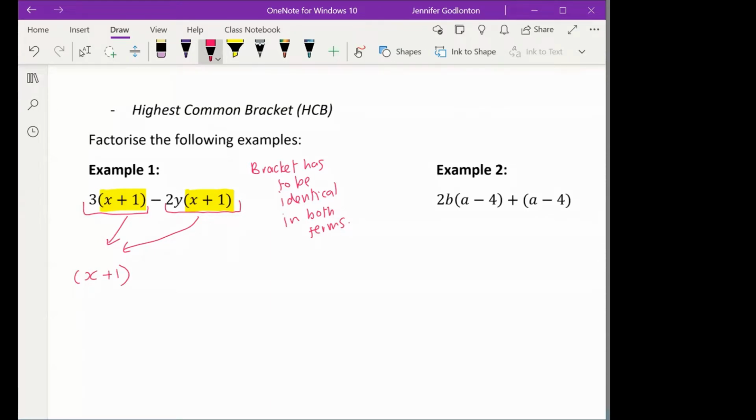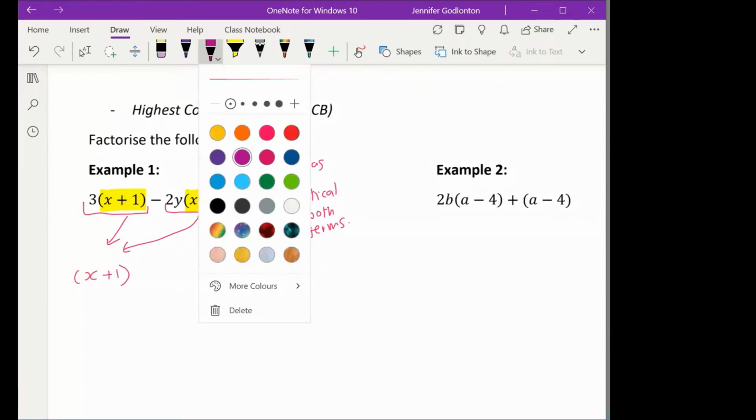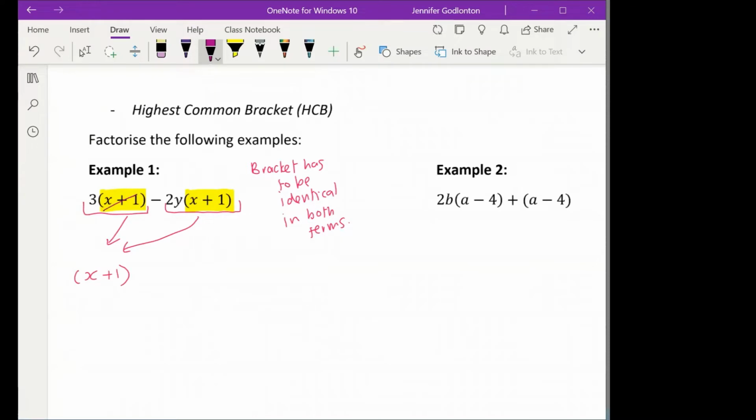And if I take that out, a nice little trick to make it easier for yourself is, when you take it out, just cross them off. And then what am I left with? I'm left with a 3, and I'm left with a minus 2y. Are we remembering this?